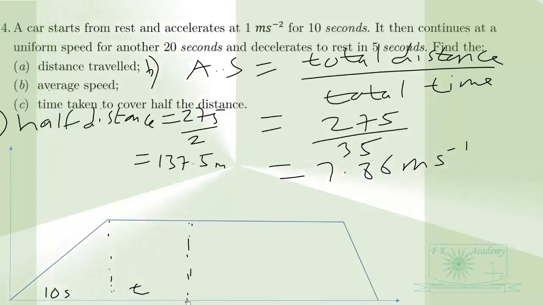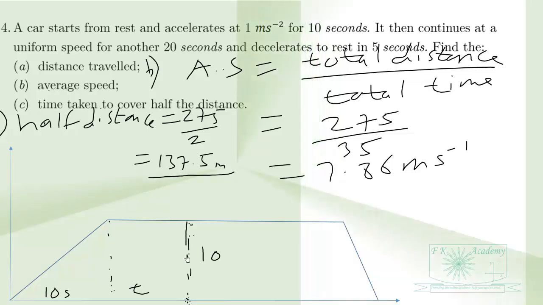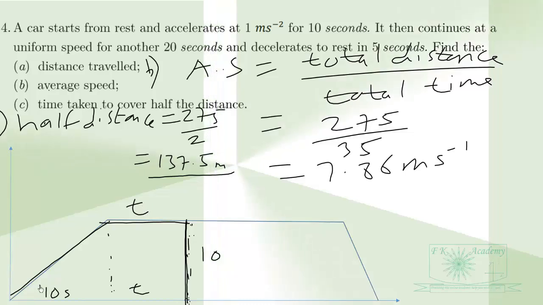Then we know also that the height of the trapezium was 10. So the area of this half distance will also give us this over here. So this is a trapezium. What you are seeing here is another trapezium. So you find the area of this trapezium. This will be T. This will be 10 seconds. And this will be T seconds.